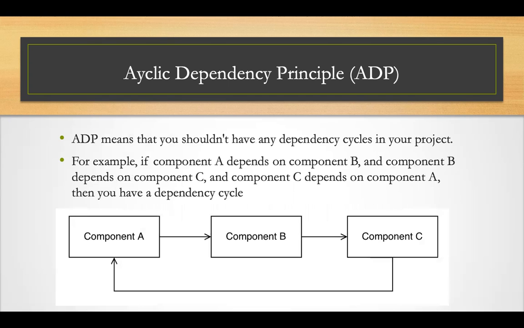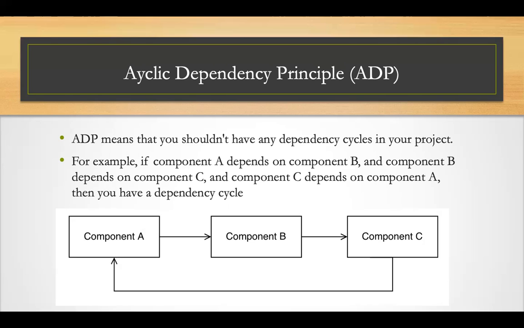Now talking about the acyclic dependency principle, ADP says that you shouldn't have any dependency cycles in your project. For example, if you look at the diagram below, you see that component A is dependent on component B, B on C, and C back on A. So we can see that there is a dependency cycle here.